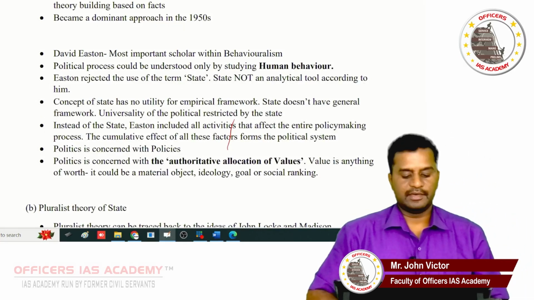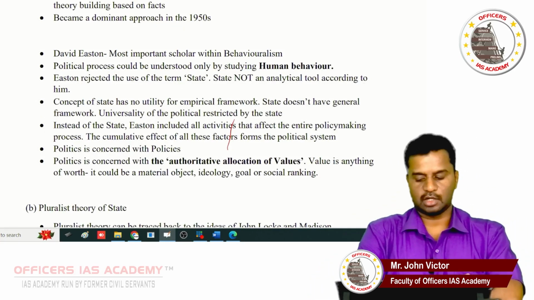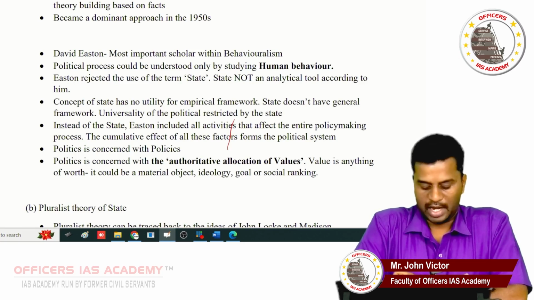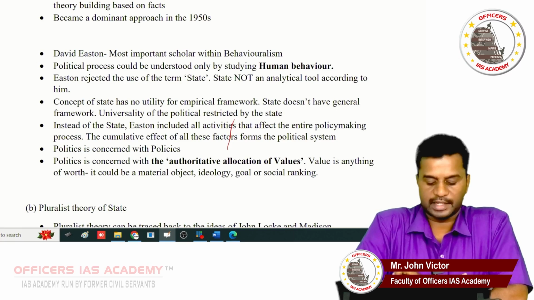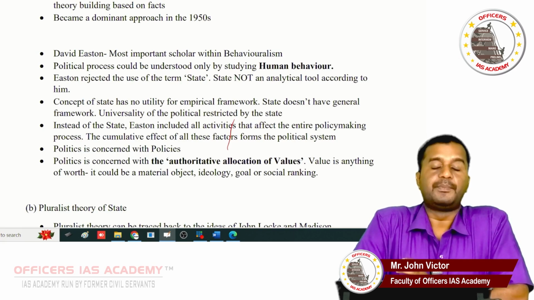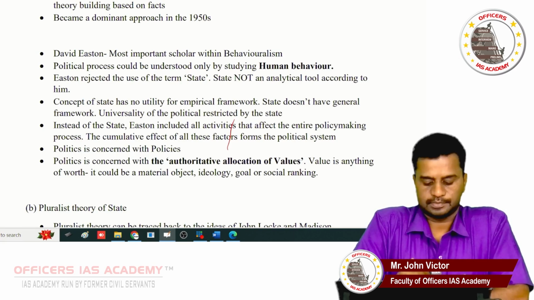According to the behavioral approach, politics is concerned with the authoritative allocation of values. Value is anything of worth. It could be a material object, ideology, goal, or social ranking. David Easton rejected the use of the term state. Instead of state, he upheld the concept of system.